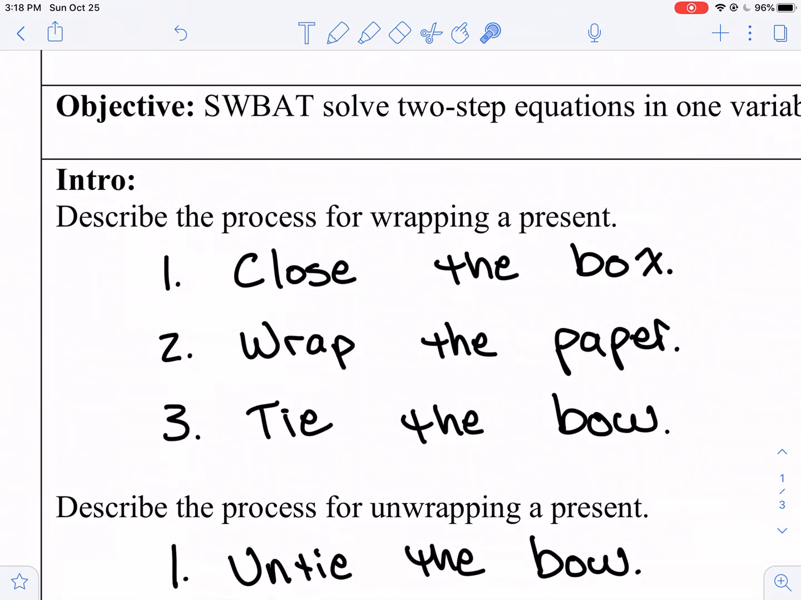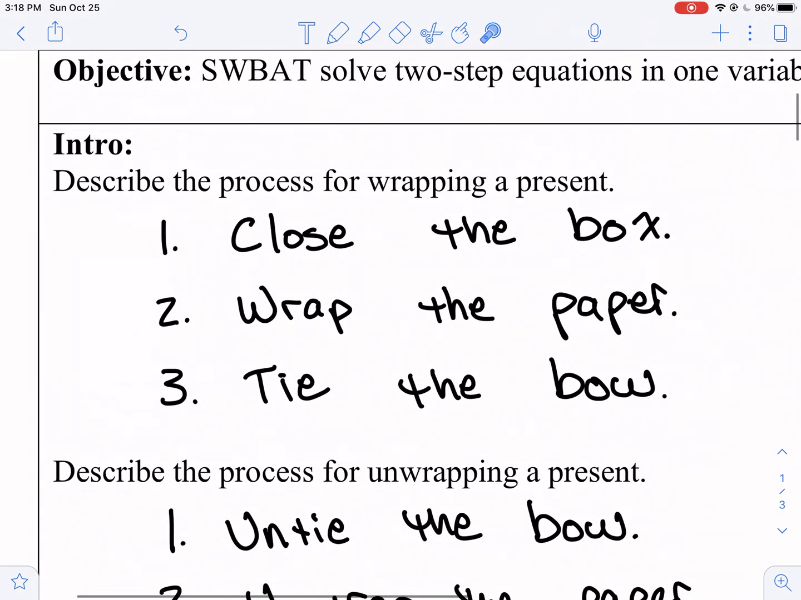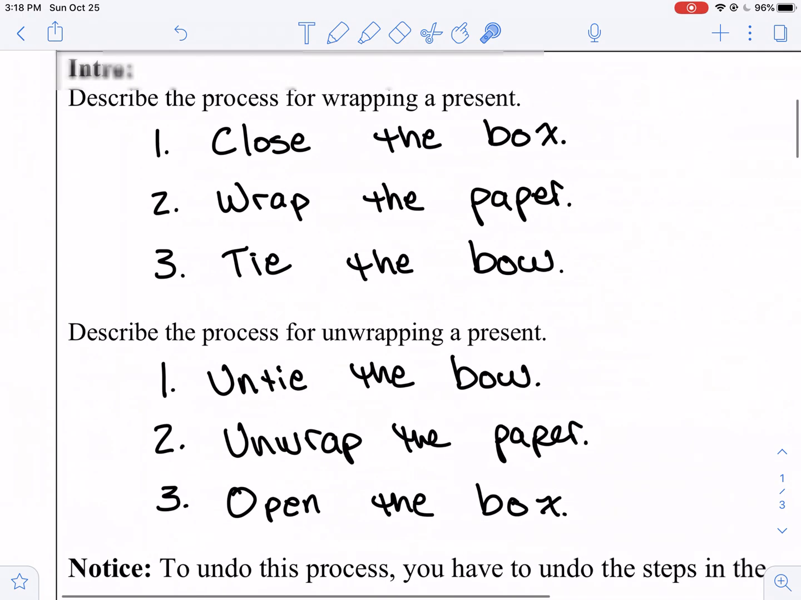So when you wrap a present, the first thing you're going to do is close the box, and then you're going to wrap the paper around the box, and then you'll tie the bow or put the ribbon on or things like that, right? Now, to unwrap a present, you have these steps. You first are going to untie the bow or take off the ribbon, and then you unwrap the paper, take the paper off, and then finally you open the box.